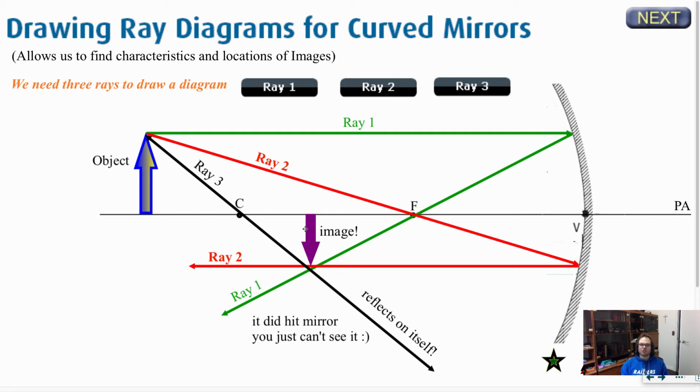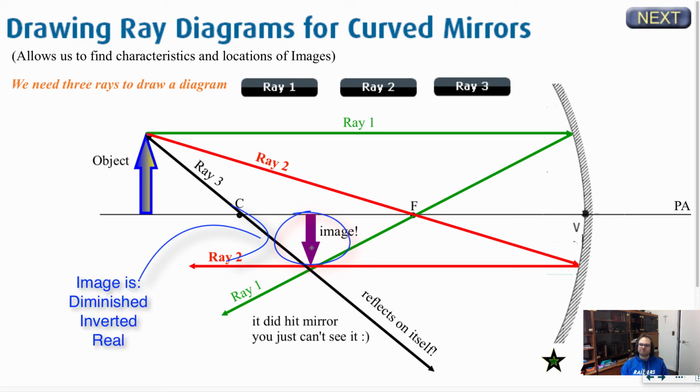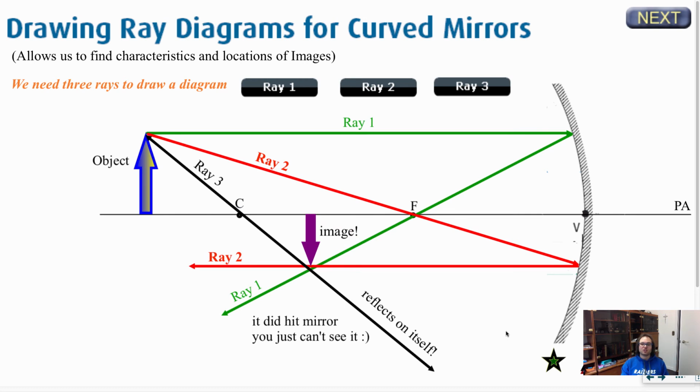Now what is this image? That's interesting. Look which side of the plane it's on. It's on the same plane as my object, which means this is going to have to be a real image. But there are more parts to it. If we look back at what we learned the day before, it is upside down. So it's not erect, it is inverted. What else we know about this image is that it is smaller, so it is a reduction. It is not an enlargement, it is a reduction.